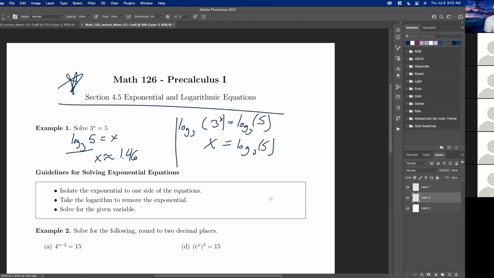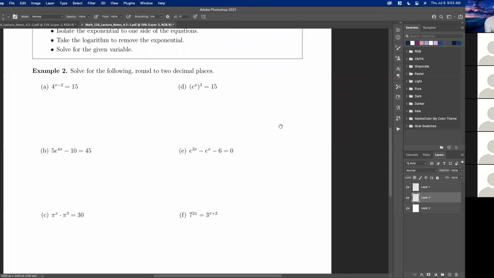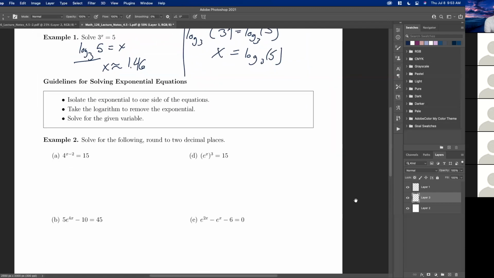So how we're going to solve this in general is the following. We're going to isolate the exponential to one side of the equation. So we're trying to get whatever exponent to one side. We're going to take the log of both sides. The log of what? Log base of whatever your base is. There's going to be one exception to that, and I'll show you how to do that. And here's another exception. And then solve for the given variable. So here, solve for the following. We're going to round to 2 decimal places. That's mostly what your book asks you to do.